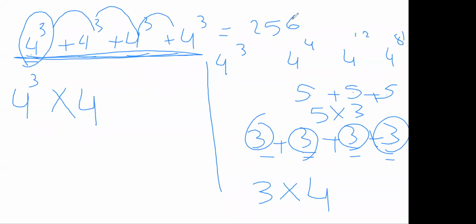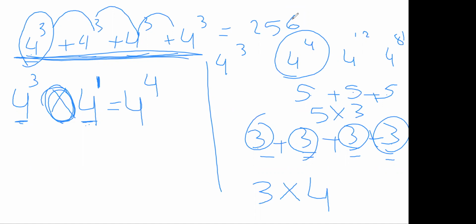So 4 power 3 times 4: the bases are equal and between them is multiplication. What will I do with the power? Add, multiply, divide? What do I do when the bases are equal and between them is multiply? Add the power. So 3 plus 1 here. Don't forget that if nothing is written, it means 1. So this one equals 4 power 4.